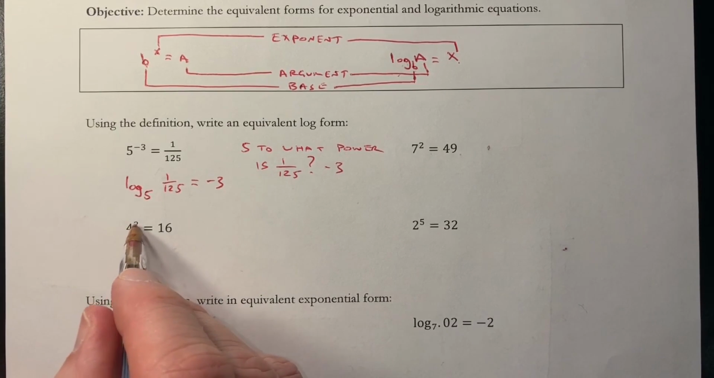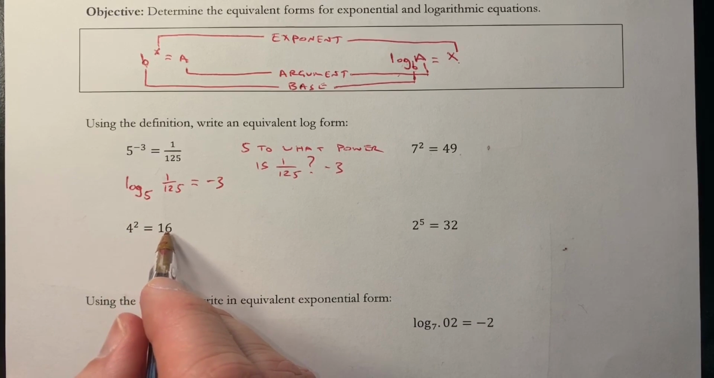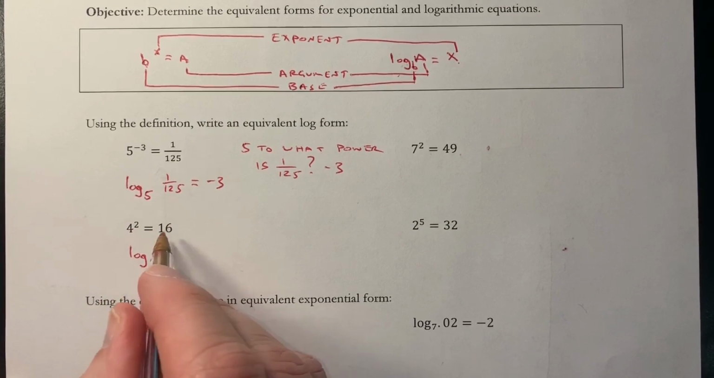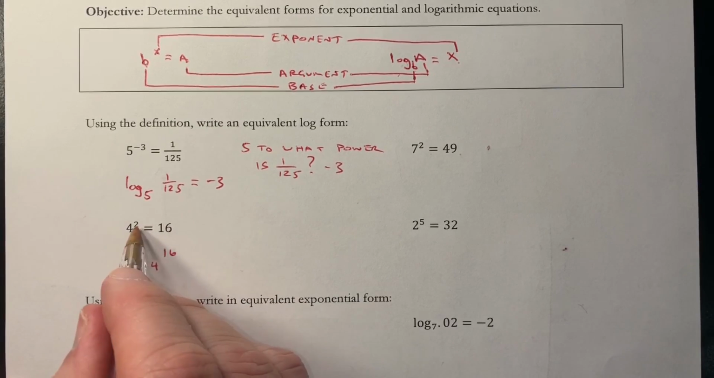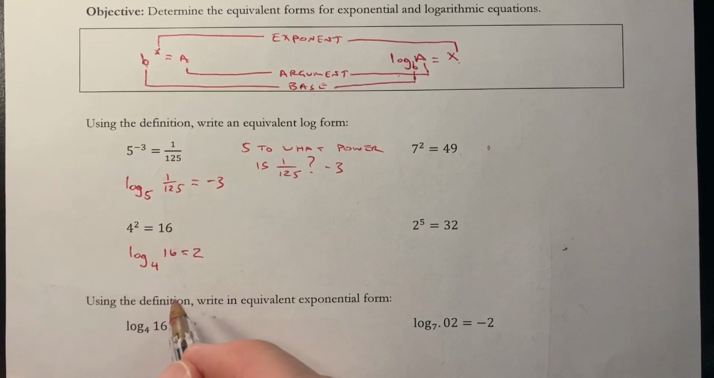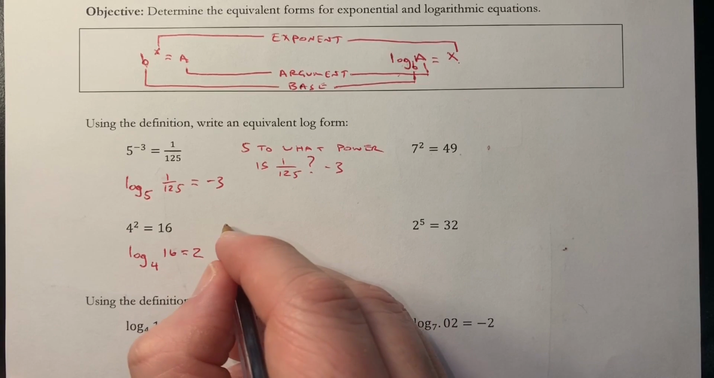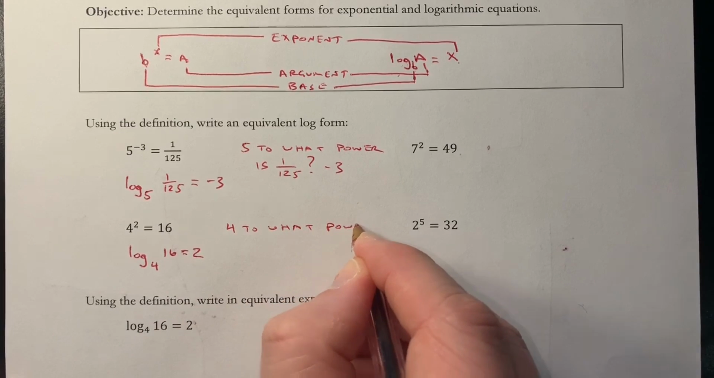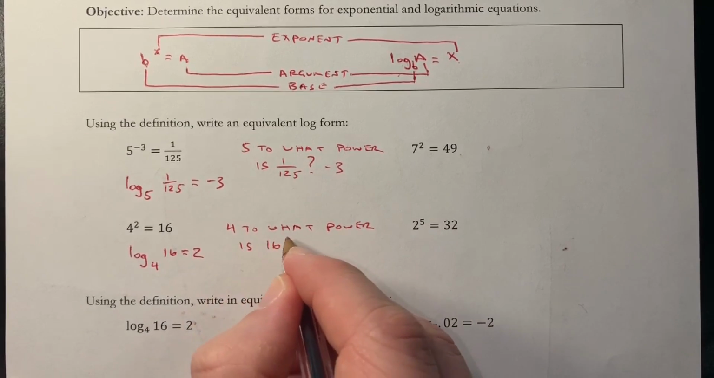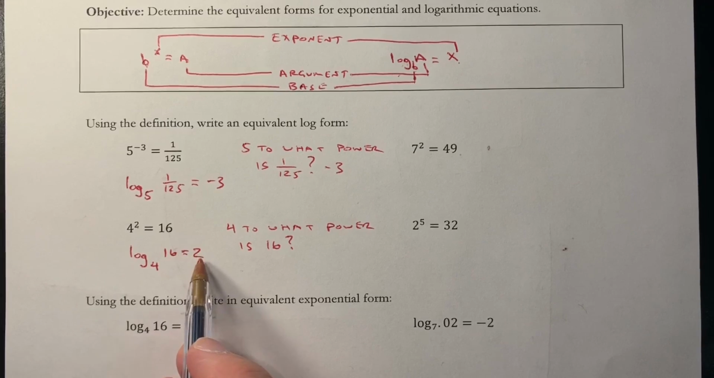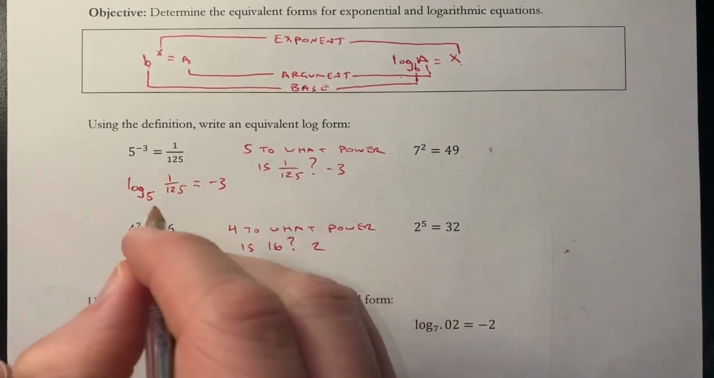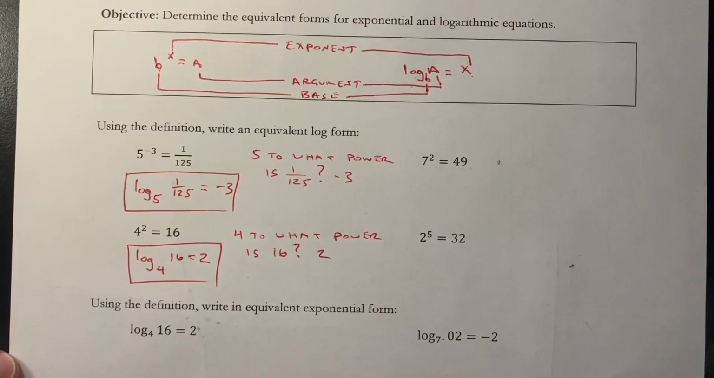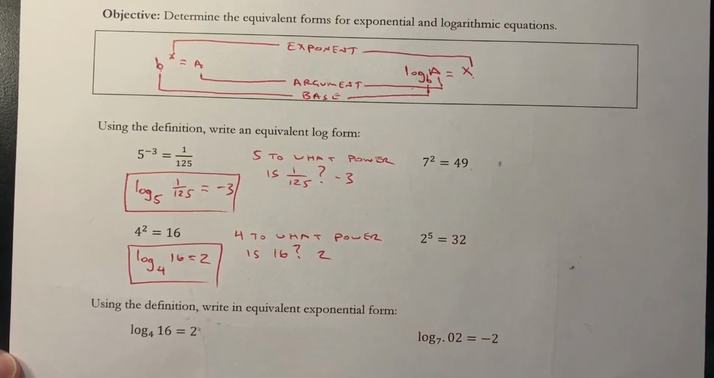Okay, so then we've got 4 to the second power equals 16. So that's log, and the base is 4. The argument is 16, and the exponent is 2. So what this one is asking is 4 to what power is 16? And that power is 2. So these are the log forms. I'd like you to pause the video and try the two here on the right side.